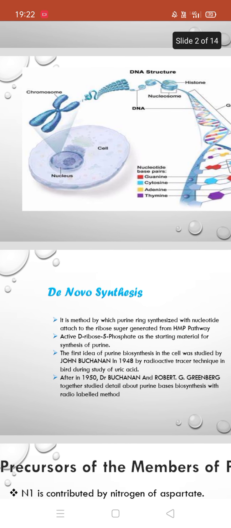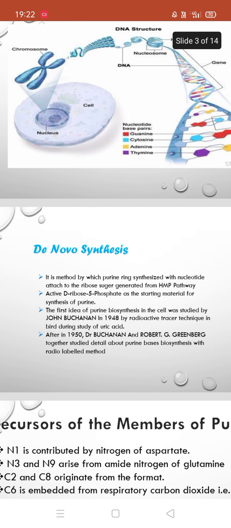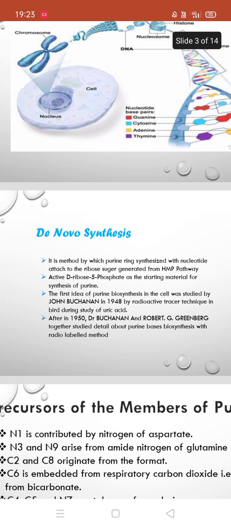De novo synthesis is a method by which the purine ring is synthesized with the nucleotide attached to the ribose sugar generated from the HMP pathway. Active D-ribose 5-phosphate is the starting material for the synthesis of purine. The first idea of purine biosynthesis in the cell was studied by John Buchanan in 1948 by the radioactive tracer technique in birds during the study of uric acid.